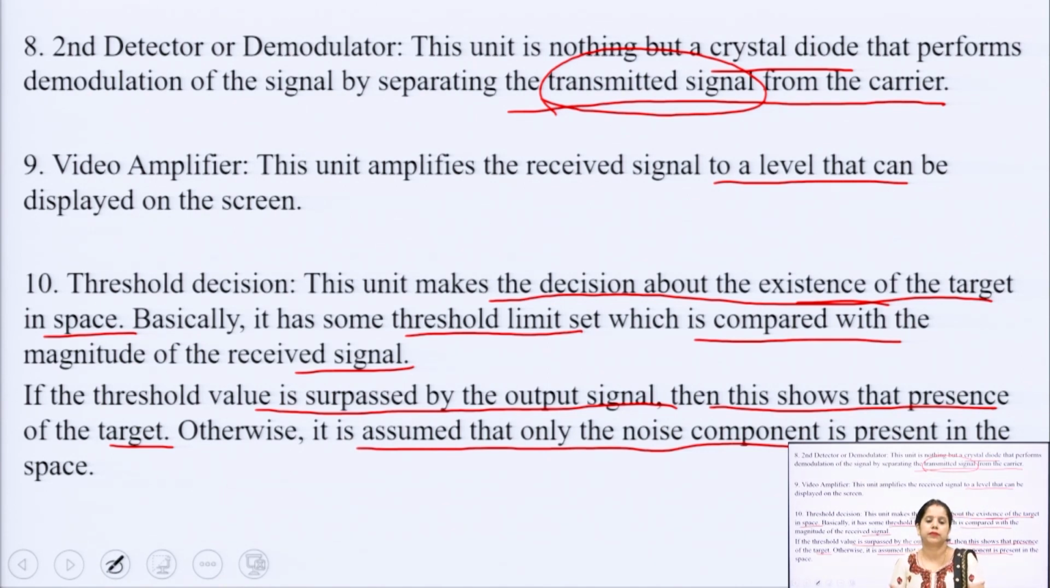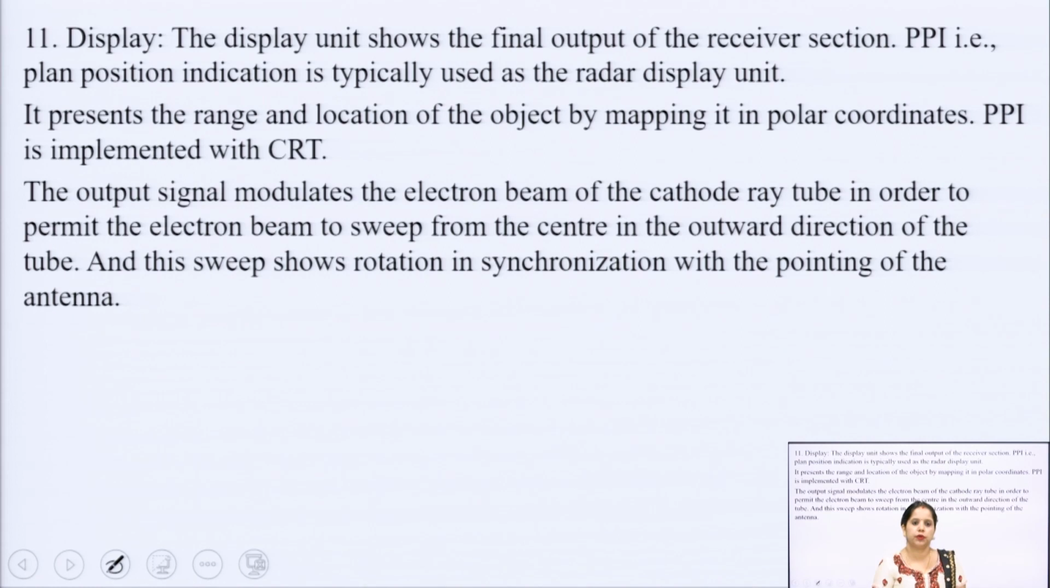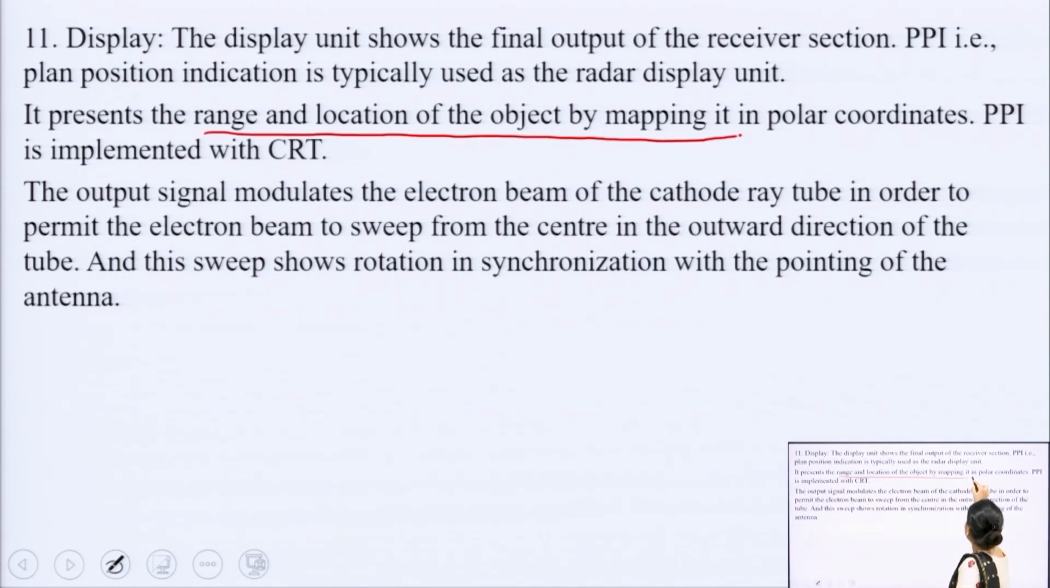So, the purpose of a threshold decision is very important, because from here we can basically decide whether the target is present or not. Now, the display unit, as we know already, shows the output of the receiver section, and it represents the range and the location of the object by mapping it in polar coordinates, and the PPI is implemented with a CRT. So, here in the display section we are actually able to present the range and location of the object.